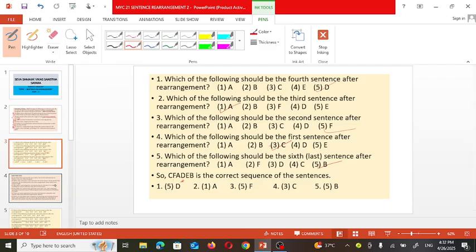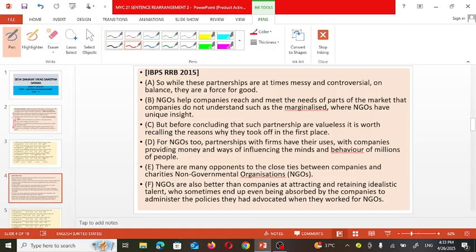Okay. Now let's see another example. This question was asked in the IBPS RRB 2015 exam. Now let's see the example. A, B, C, D, E, F, like this means 6 statements are given here.